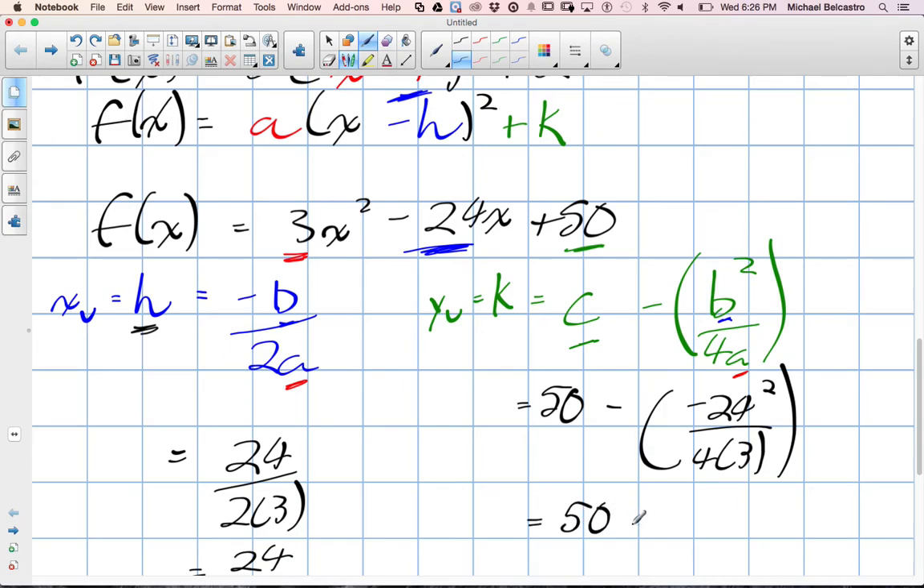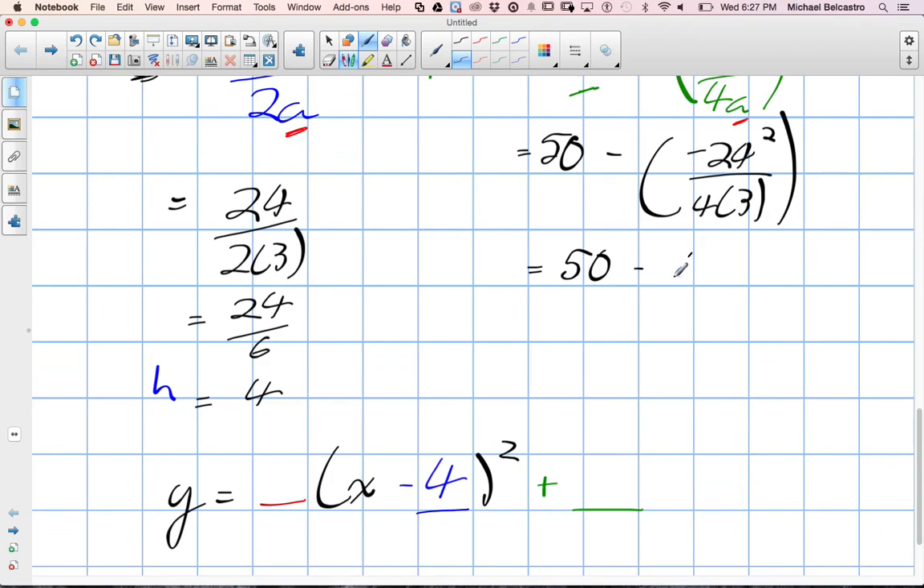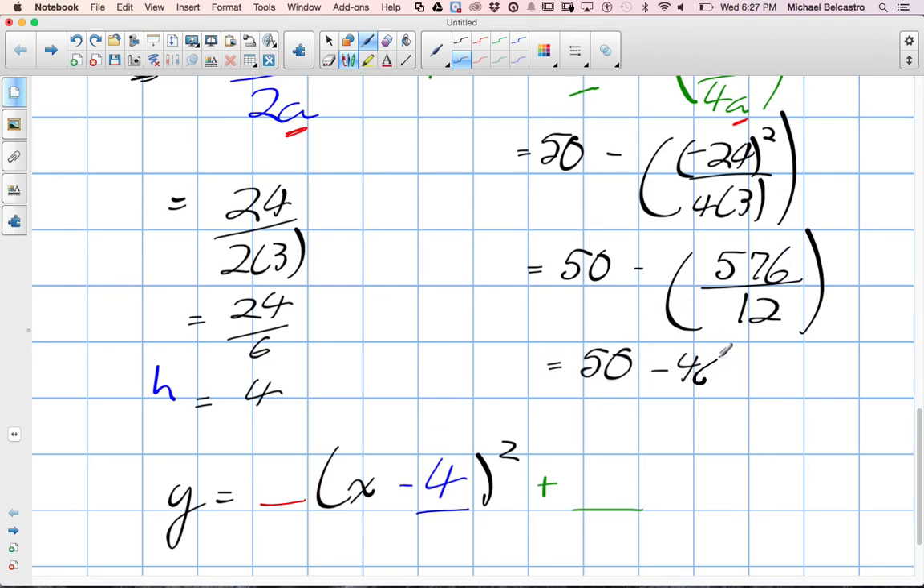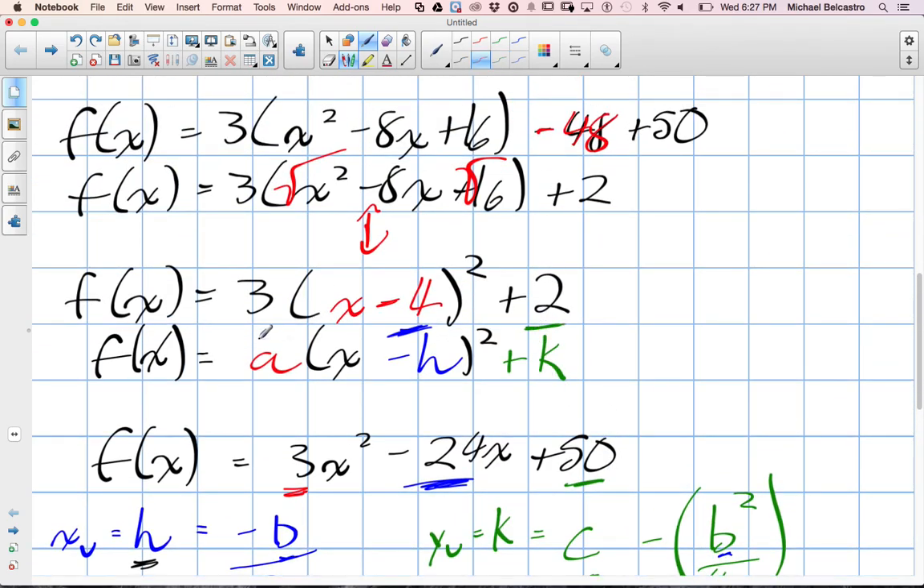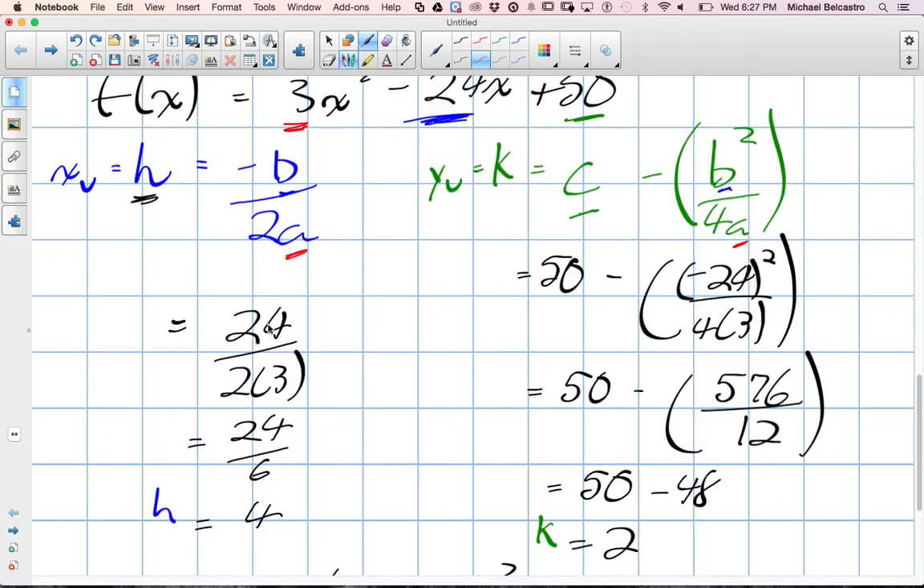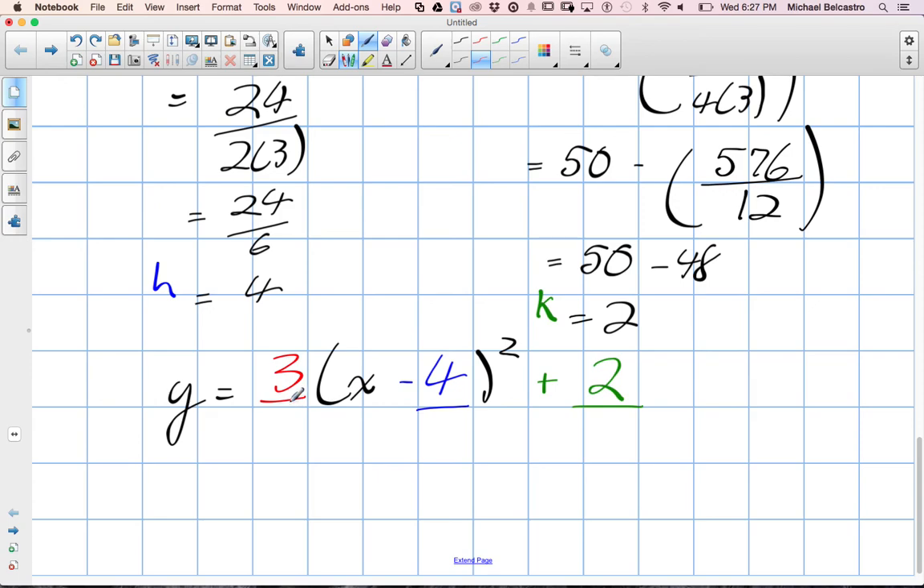Now let's do that squaring of 24. What does that become? Negative 576? Okay, it won't be negative, because two negatives squared will be a positive, so it'll be positive 576. Divided by 4 times 3, which is 12, so we need to divide 576 by 12. 48. Minus 48. 50 minus 48 is the value of 2, and remember that was our k, so our k value is 2. Worked out great. The only thing we didn't get was our a, but our a value from standard to vertex is the exact same number, so it's 3.